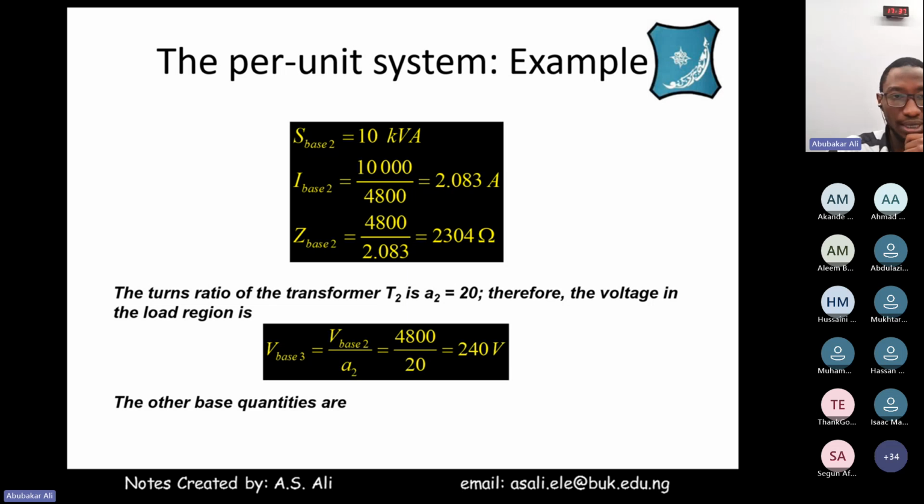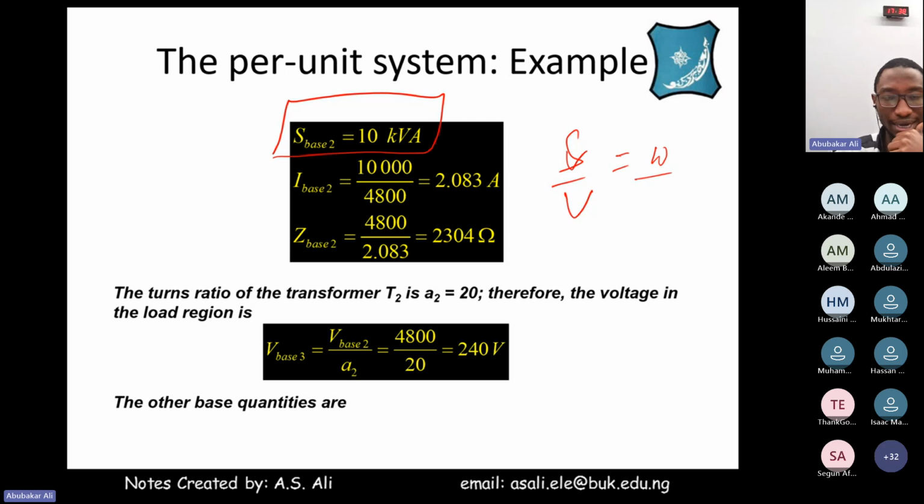Based on that, we know that S base, as I said, is going to remain constant, 10 kVA. We can now determine the current in the second region to be S over V, where S is 10 kVA and V is 4.8 kilovolts. And that gives us 2.083 amps. Using this, we can find the Z base with V over I. So V is 4,800 divided by I, which is 2.083. Now we know that in the second region, the impedance is 2,304 ohms.